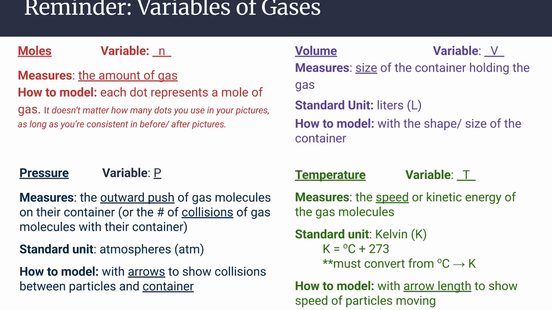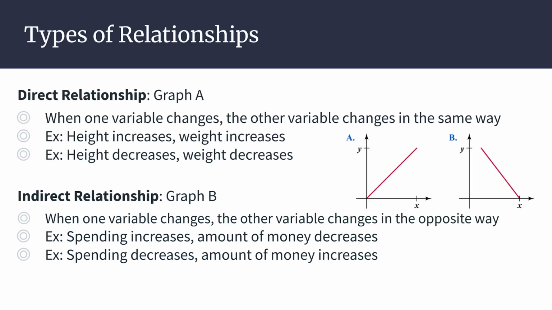We are going to focus on volume, which is the size of the container holding the gas, pressure, which is the outward push of gas molecules on their container, and temperature, the speed or kinetic energy of the gas molecules. So those are the three variables we're going to look at, the relationships between volume, pressure, and temperature. And we're going to also look at modeling the relationships of those variables.